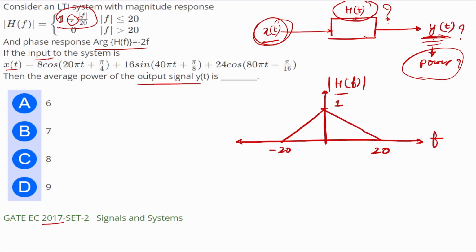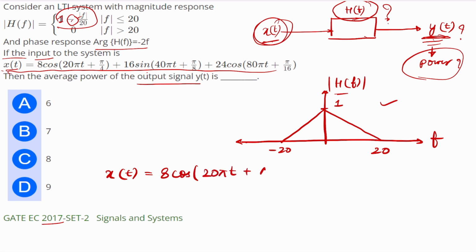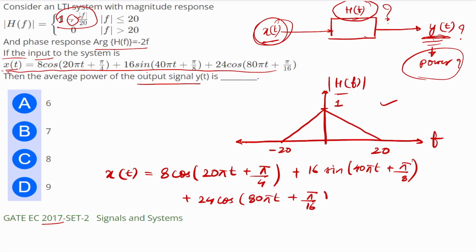Now this is in the frequency domain, and x(t) is given in the time domain. So the next thing we have to do is convert this x(t) into the frequency domain, so we can see what frequencies pass through this filter H(f). The signal x(t) is given like this: 8 cos(20 pi t + pi/4) + 16 sin(40 pi t + pi/8) + 24 cos(80 pi t + pi/16).